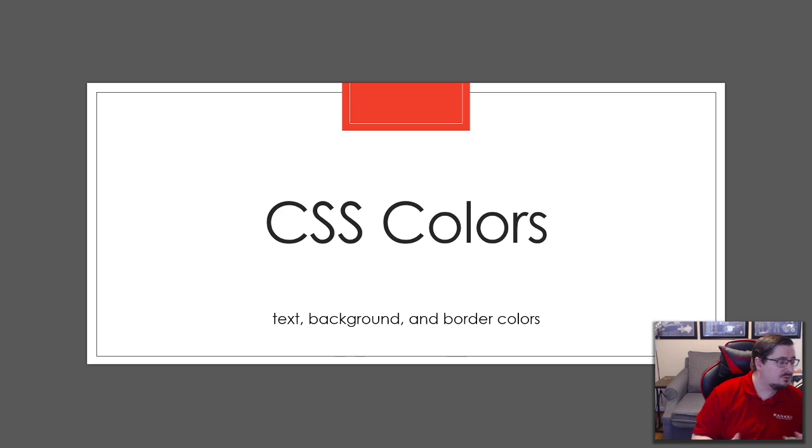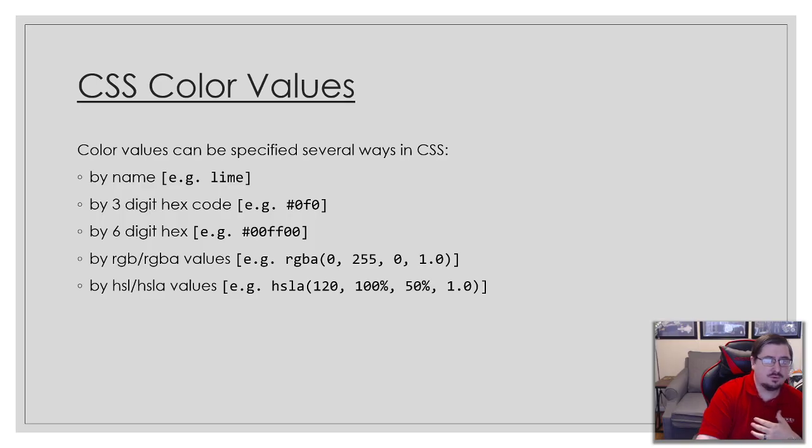Next up, we want to talk about colors and how do we apply colors to text, to the background, as well as to borders. There's a few different ways in CSS to specify colors. First, we can specify them by name. So for instance, I can say lime, that will give me a color, or I can specify it with a 3-digit hex code. Looks like this, so hash 0f0, or I could specify it as a 6-digit hex code. You can see a hash and 6 digits. These are actually all the same color.